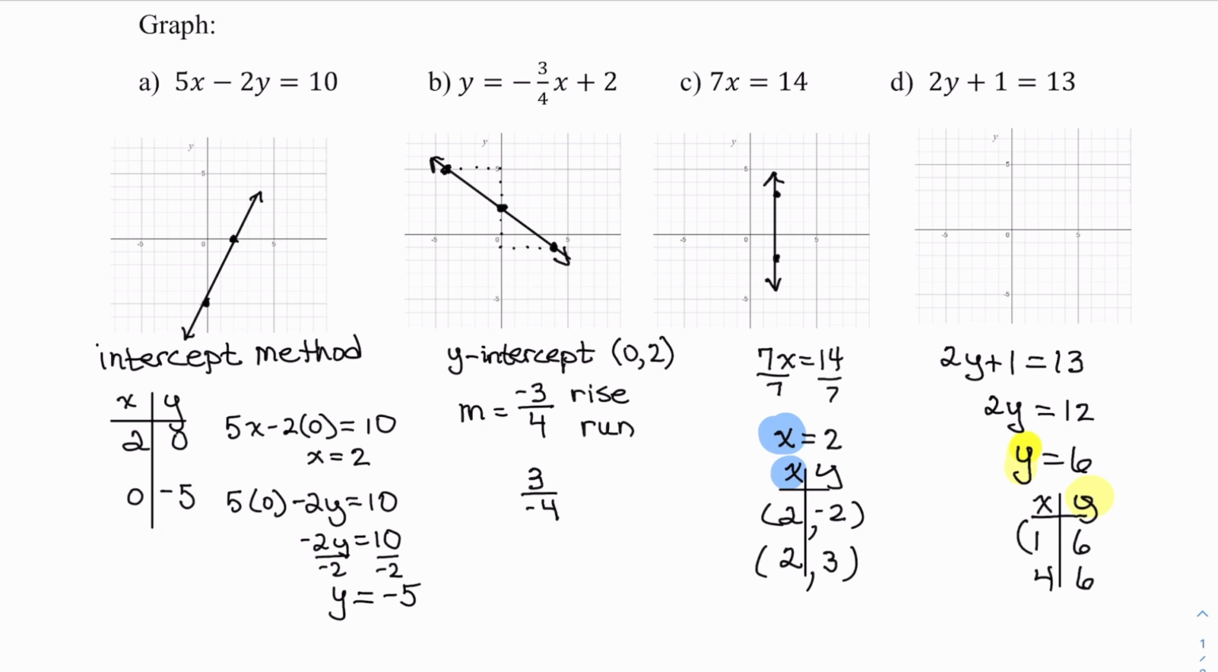So I'm going to graph the ordered pair 1, 6 and 4, 6. 1, 6 is go right 1, up 6. 4, 6 is go right 4, up 6. And connect them. And this gives our graph of our line y equals 6.